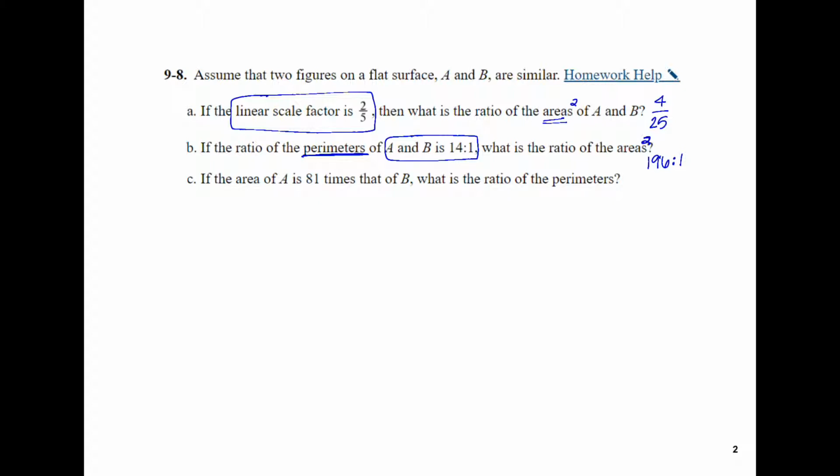If the area of A is 81 times that of B, what is the ratio of the perimeter? So remember, area is squared, so if we take the square root of the area, we would get a ratio of 9:1.